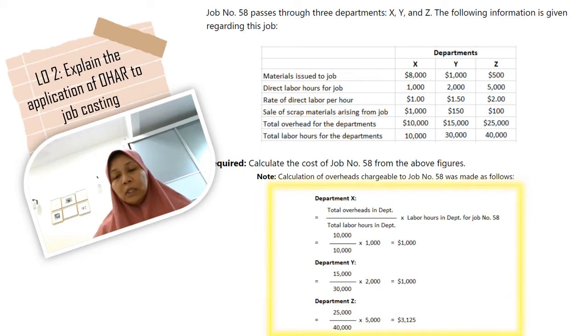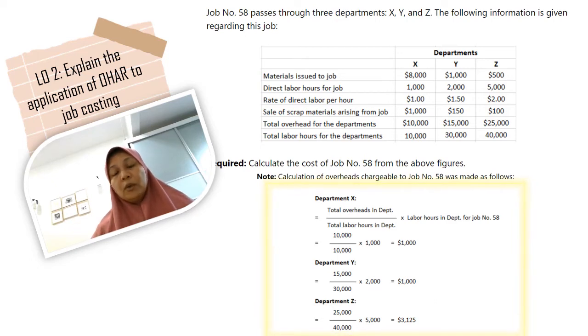And the amount of direct labor hours working for the job, in completing the job, is 1000 hours, right? As we can see from the table given, direct labor hours for job 1000 hours. So we multiply with the 1000 hours, and that will give us $1000 for department X. And we do the same for department Y and Z, where basically we determine the overhead absorption rate by dividing the total overhead for the respective department with the basis.